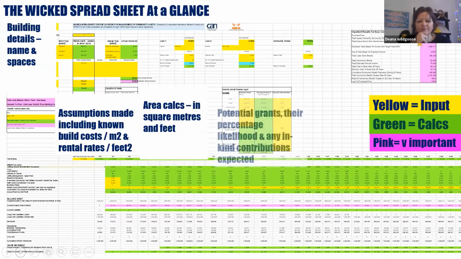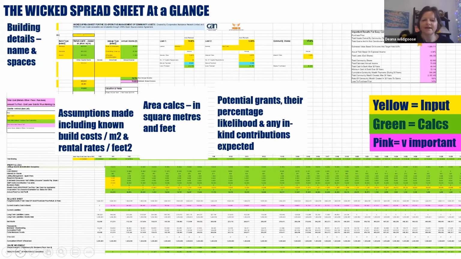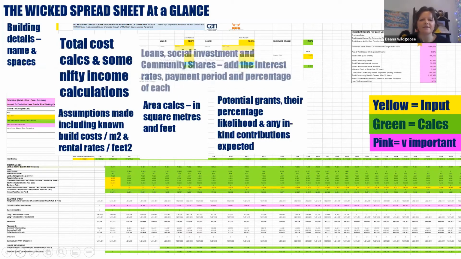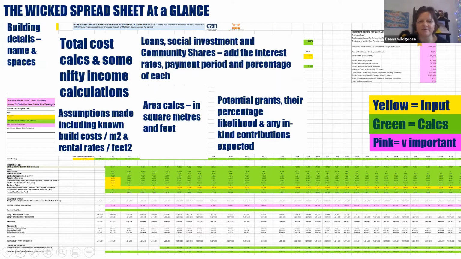There's a space for potential grants and any in-kind contributions that you might get. There's a space to work out the total calculations for the costs and the annual income. And there's a space for loans, social investment and community shares. So this is the finance package that you put together to fund the purchase of a building.